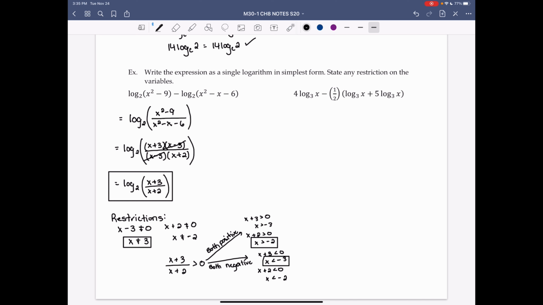So all of our restrictions together is that x is less than negative 3, x is greater than negative 2, and x cannot equal 3. So we can have numbers that are smaller than negative 3, and we can have numbers that are greater than negative 2, except we cannot have an x value that equals positive 3. That is a very tough one for restrictions. They are usually much more simplistic than that.